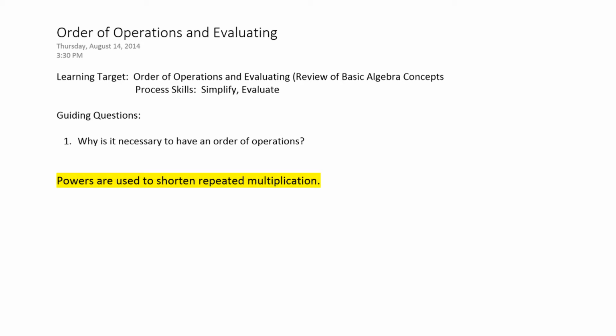Powers are used to shorten repeated multiplication. What that means is if I have 2 to the second power, it means 2 multiplied by itself twice. So 2 times 2. If I have 4 raised to the third power, it means I have 4 times 4 times 4.